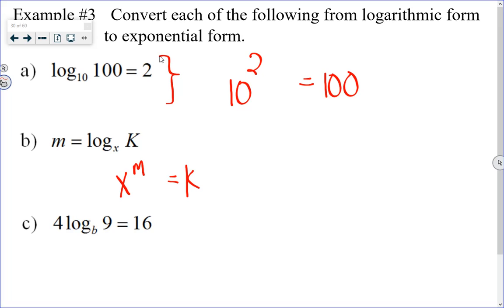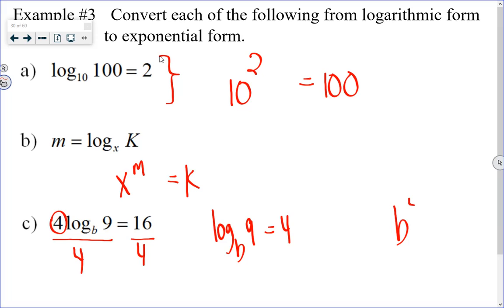And with C, you can't convert it from one language to the other when there is a coefficient. So what we can do to begin with is divide both sides by 4 and get log base b of 9 is equal to 4. So 4 is the exponent to which I raise b to get 9.